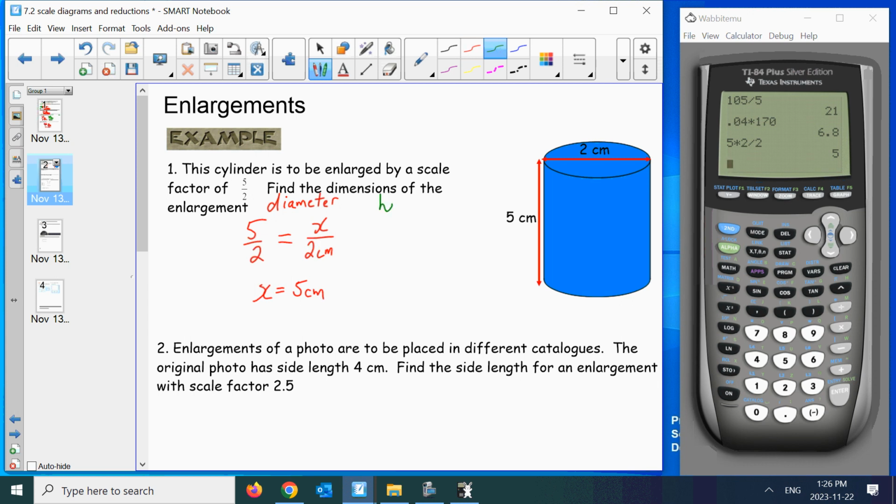Now, the height, 5 centimeters. It's not as easy. You can't just look at it necessarily. And look at this. Height, 5 times 5 divided by 2. On the calculator, you get 12 and a half. So when it's enlarged, you've got a diameter of 5 and a height of 12 and a half centimeters.